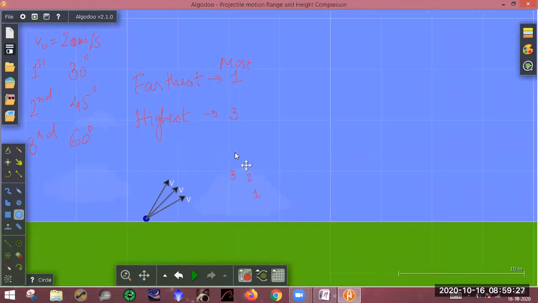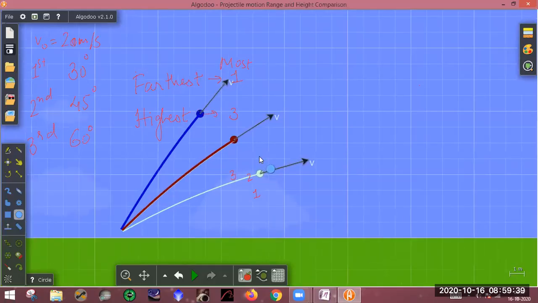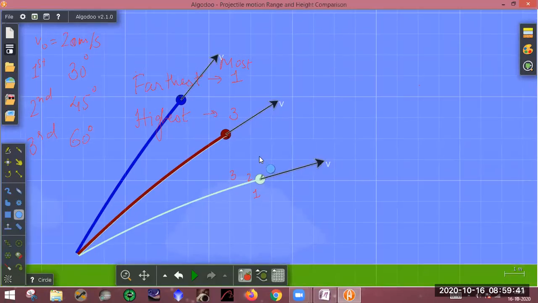All right, 1 2 3. So this is number one, right? White is number one, red is number two, and blue is number three. I hope you all can still see it.